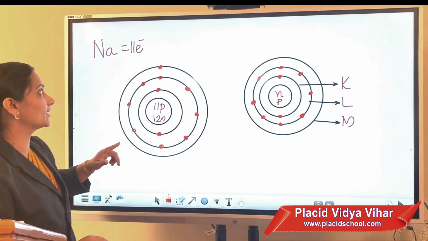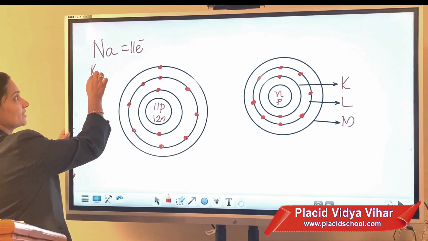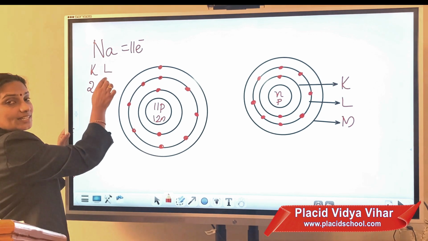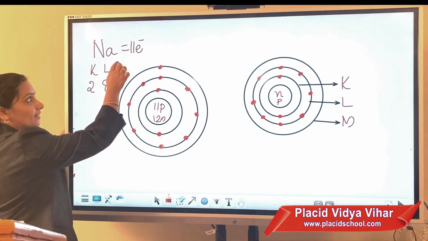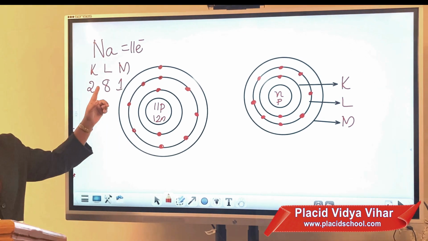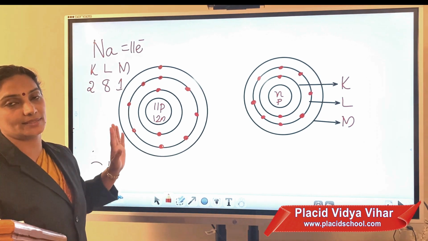So we can write the electronic configuration of sodium as: K shell has 2 electrons, L shell has 8 electrons and M shell has 1 electron. So 2, 8, 1 is the electronic configuration of sodium atom.